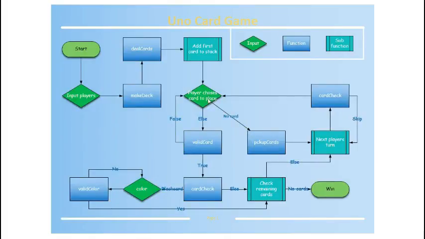So, let's go look at this thing again. So, when the player chooses a card, it does the whole loopy thing unless it's a valid card, in which case the card gets put down. If it's true, it's valid.